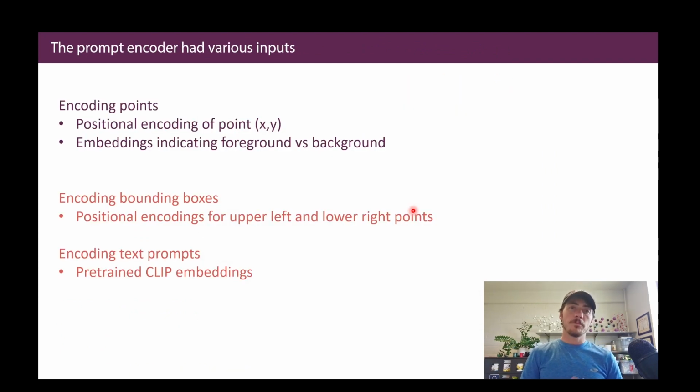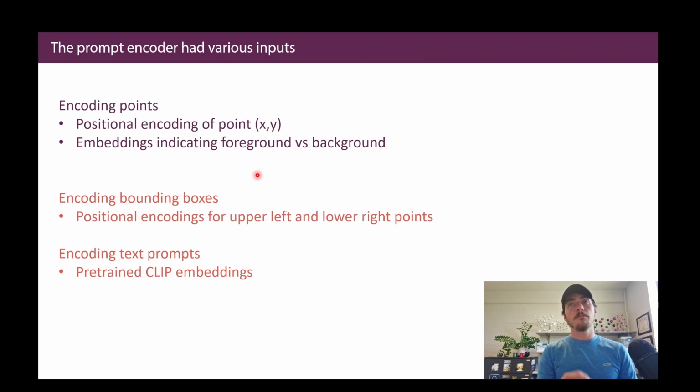What about the prompt encoder, right? So again, there's different ways you can do it. If you're encoding points where somebody just clicked on an image, then you're going to encode the position value in terms of X, Y position on the image, right? And then these embeddings are going to be used to indicate foreground versus background.